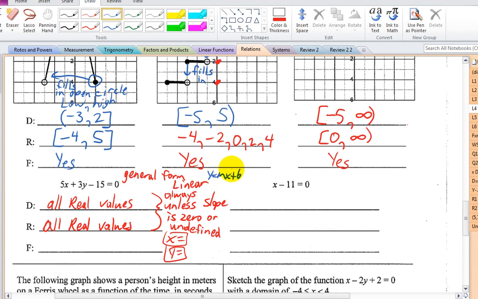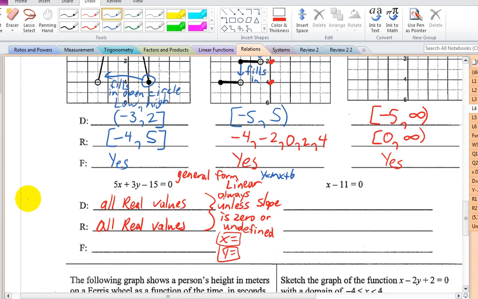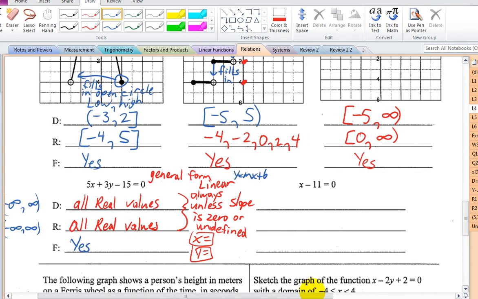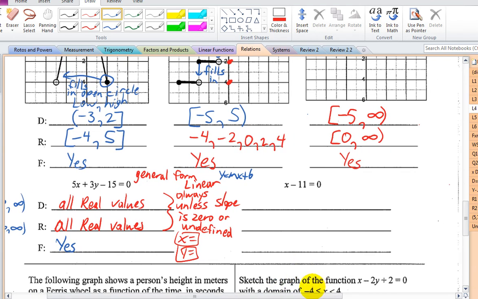Now, you could do -infinity, positive infinity. You could do that as well for both of them. But just write down all real values and I'm happy, okay? So you don't have to do negative and positive infinity. Is it a function? Yes, it'll always be a function unless it's straight up or down. So, sorry, unless it's straight up. Okay. Let's look at the next one.